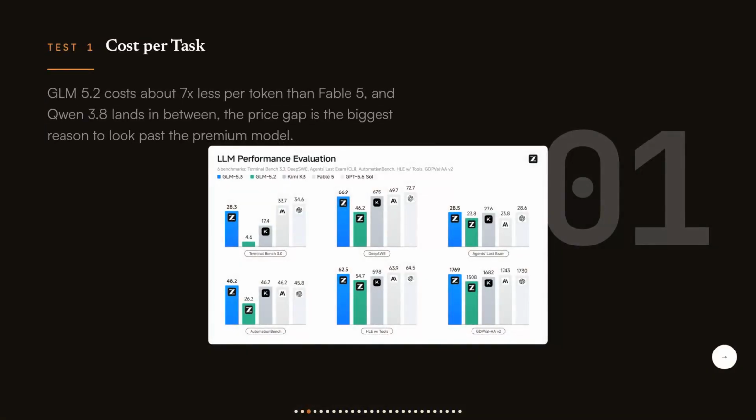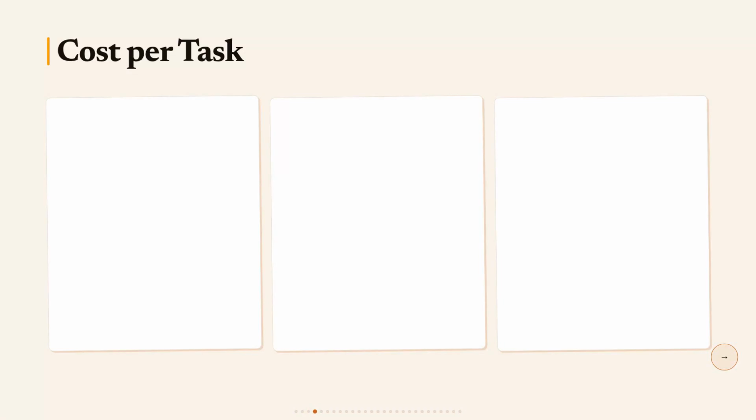Let's start with the number that decides whether any of this is worth running at scale. Fable 5 charges $10 per 1 million input tokens and $50 per million output tokens, according to official pricing pages. GLM 5.2 charges $1.40 and $4.40. Qwen 3.8 sits in between at $2 and $6. That output gap is the one that matters. Fable 5's $50 is roughly 11 times GLM 5.2's $4.40.